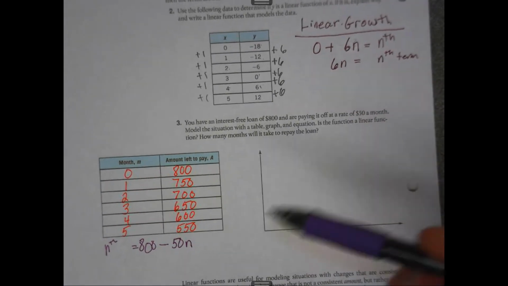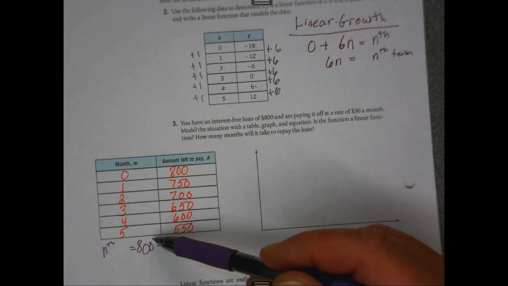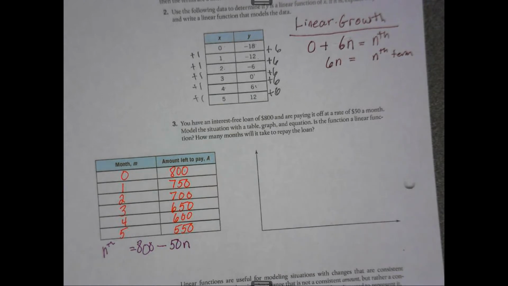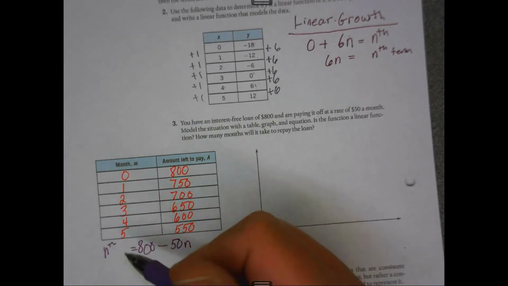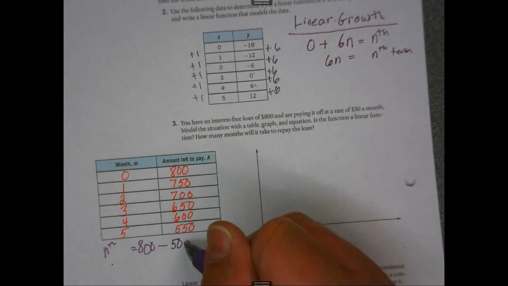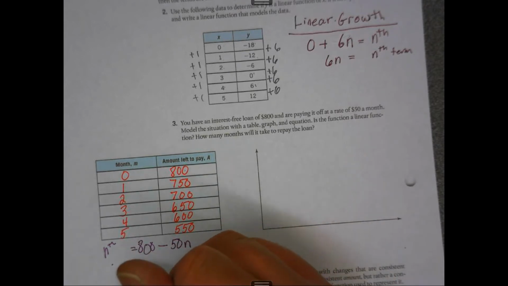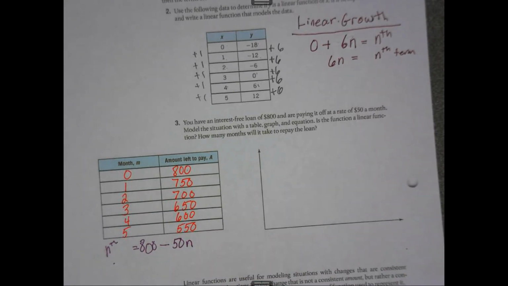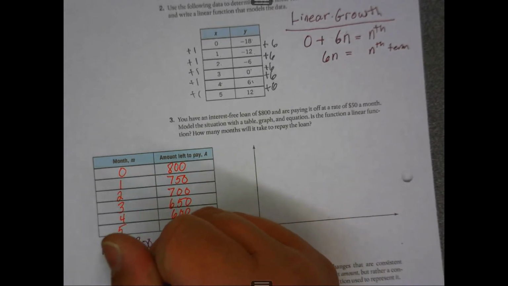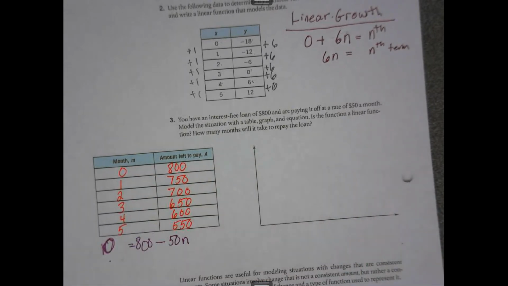Okay, so let's see, 800 minus 50n. They want to know when this is going to equal 0. The only way that'll equal 0 is when this equals 800. So I put my 0 there, and I'm just going to solve this equation.